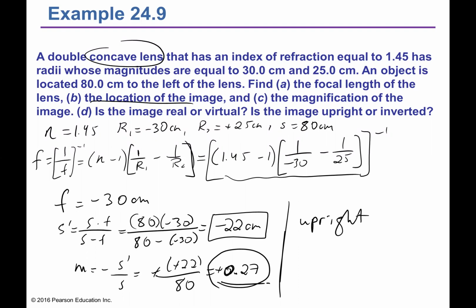Is it real or virtual? It is virtual. And then you can give me 2 reasons for that, right? It's virtual because the image position is negative. It's also virtual because it is upright, that means magnification is positive. So those are the 2 reasons that you can use to tell me that the image is virtual.